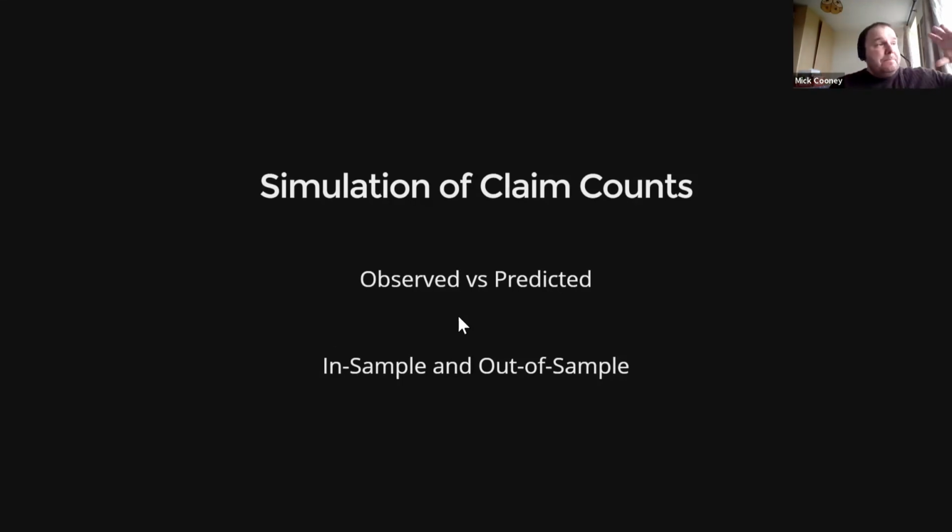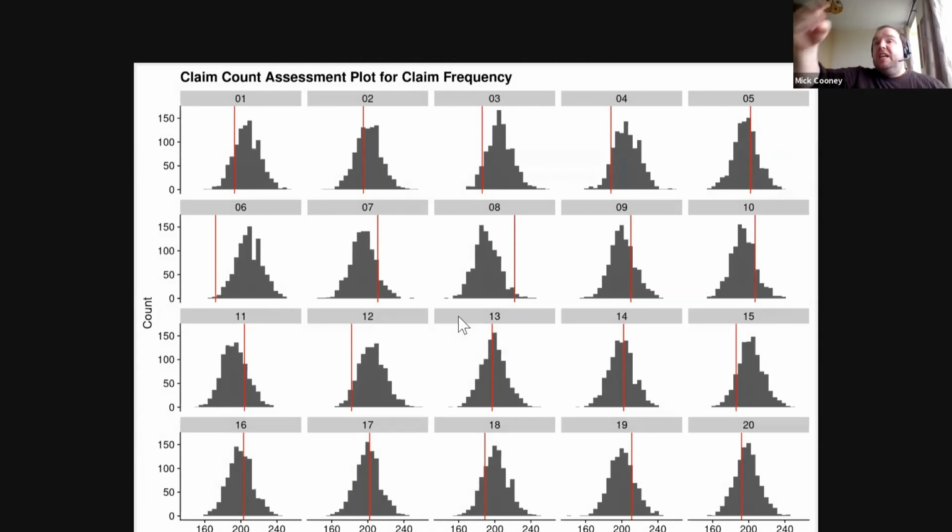So the first thing we'll do is in sample and out of sample. We have our training data, or our training set. So there were claims observed within that training set. We'll take a sample of that and we'll see, okay, well, from the outputs of our model, how good are we at assessing that? So this is what we've done here. So I've taken 20 subsets of the data, and I've just taken the claim count of those subsets.